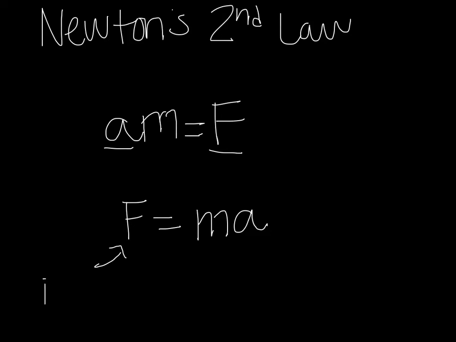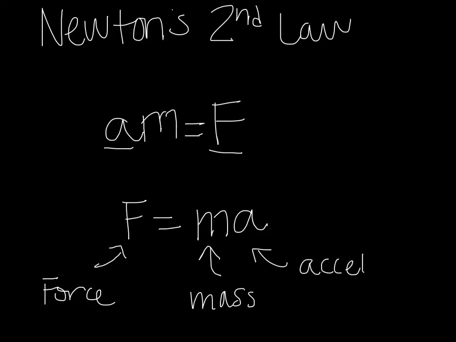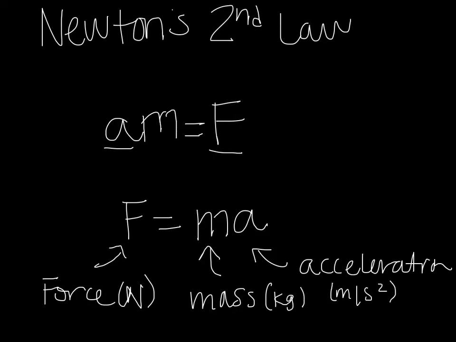So F is our force, m is our mass, a is our acceleration. Force is measured in newtons, mass is measured in kilograms, acceleration is measured in meters per second squared. So that means that 1 Newton, I'm just going to write that up here, 1 Newton is equal to 1 kilogram meter per second squared. So if you have to do any kind of dimensional analysis, that might be good to know.